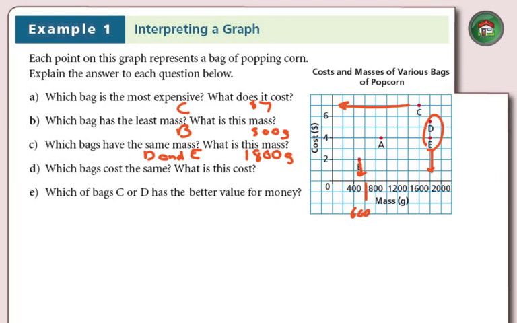Which bags cost the same? Now we're looking for bags that line up horizontally. That would be A and E here. What's the cost? Look back to where they line up. They line up at $4.